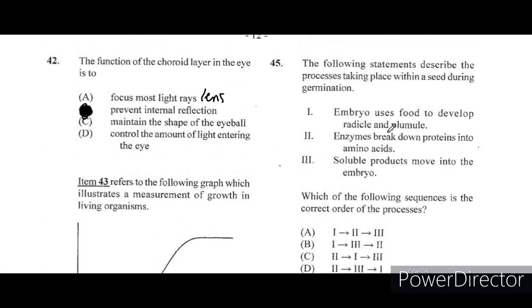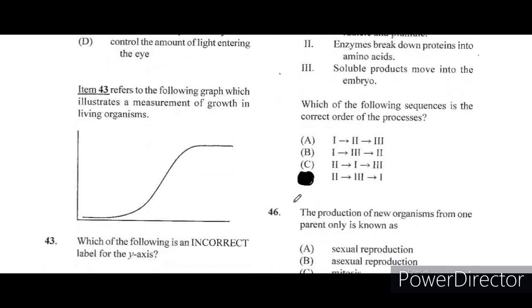45. The following statements describe the processes taking place within a seed during germination. Embryo uses food to develop radicle and plumule. That's the last thing, and we have three options, so like C, three. So the answer is either D or D. Anyways, let's see what else. Enzymes break down proteins into amino acids and soluble products move into the embryo. Right. So enzymes break down proteins into amino acids, then soluble products, of course, have to break down before they can move into the embryo, and then the embryo uses the food to develop radicle and plumule.